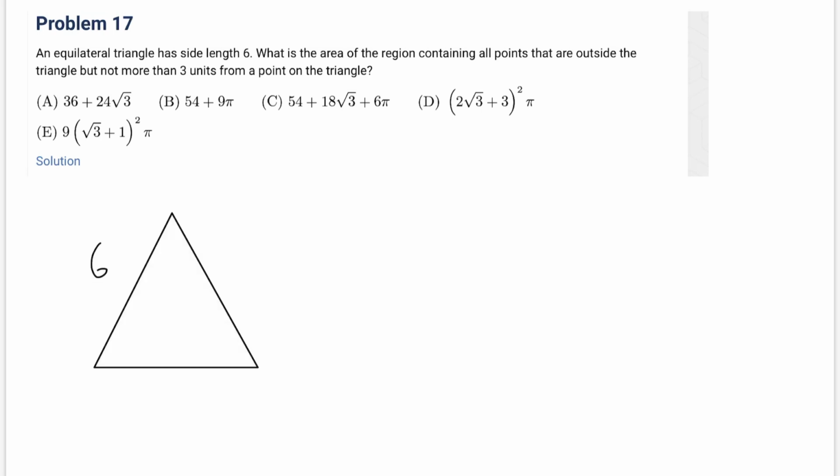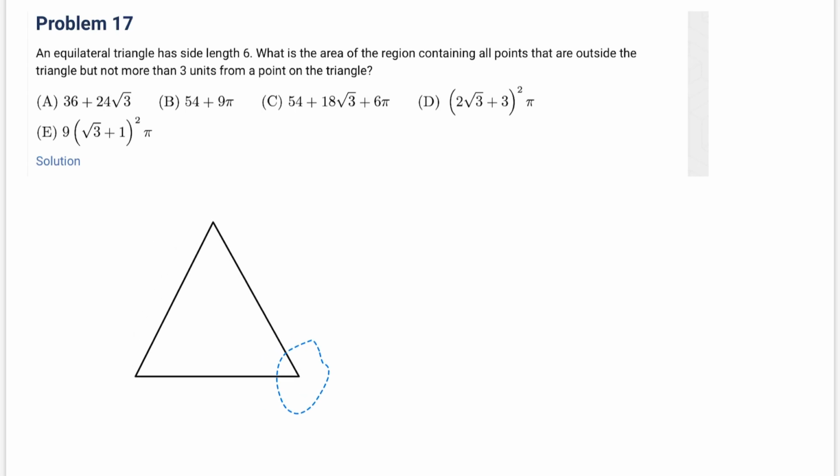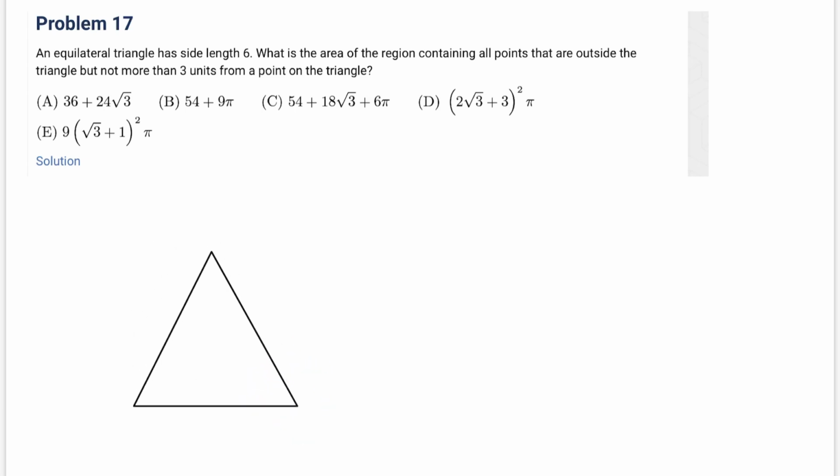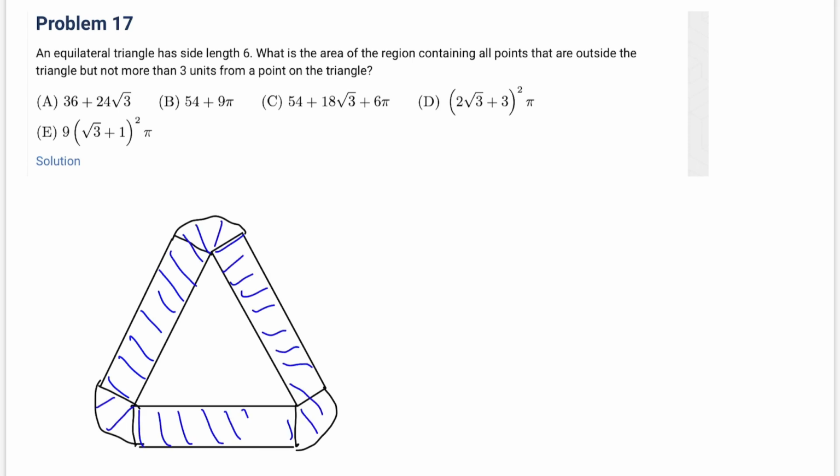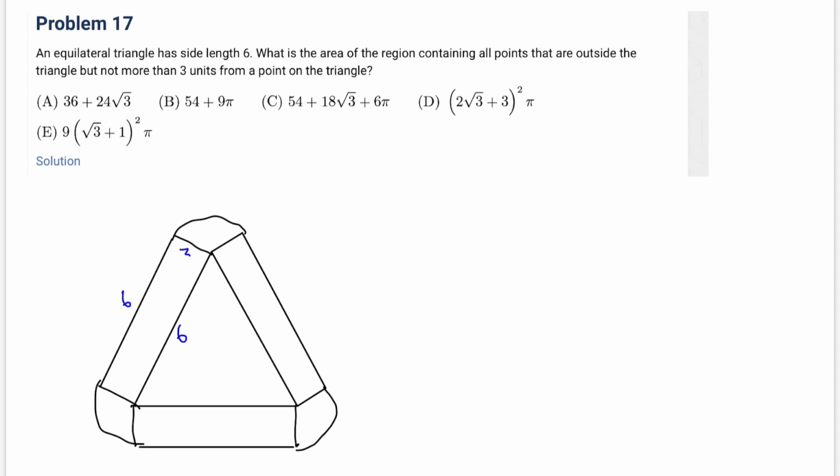And then the area of the region, all points outside the triangle. Okay, so what we have to do here is make a rectangle like that, and then it would have 3 curves. What we're trying to get is the area of this whole part, right? Since the side length is 6, this will be 6, this will be 6, and it says more than 3 units, so this is 3, this is 3, and that basically tells us all that we need to know.